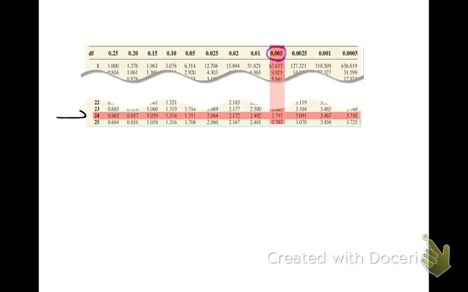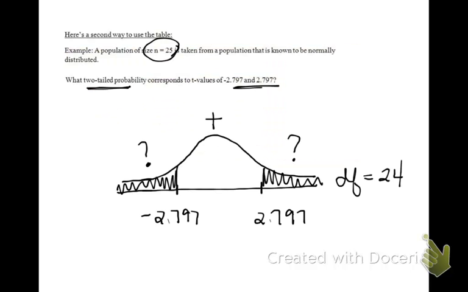Here's the 24 degrees of freedom, and my t-value was 2.797. So on this one we got lucky. We see that that lines up exactly with a probability of 0.005. So I know the upper tail is 0.005, which automatically means that the lower tail is also 0.005.